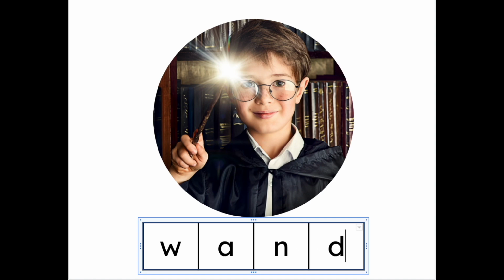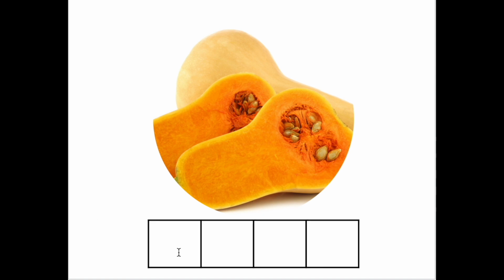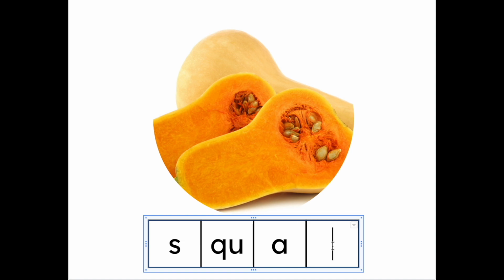Awesome job. Our next word is squash. Squash. How many sounds do you hear in the word squash? There are 4 sounds in the word squash. What's the first sound you hear in squash? S. What's the second sound you hear? Squ, qu, Q, U. What's the next sound you hear? Squ, ah, A. What's the last sound you hear in squash? Sh, SH. Nice job.